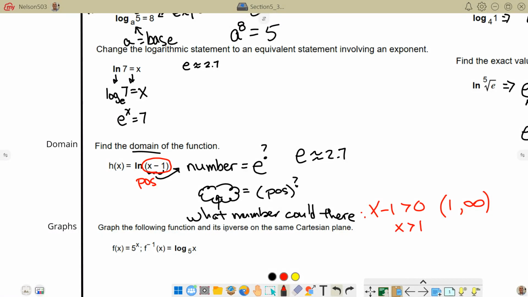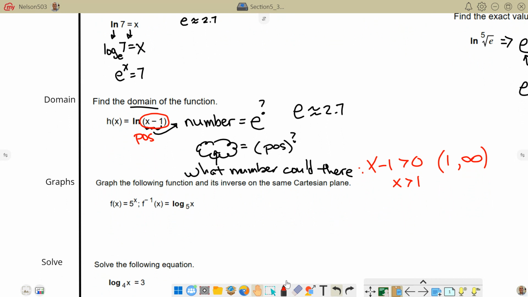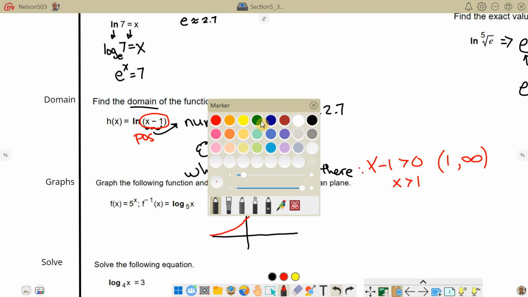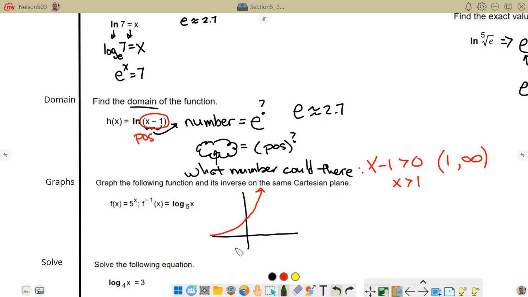Graph the following function and its inverse on the same Cartesian plane. Okay, so how do we do that? Well, an exponential function like 5 to the x looks like this, and its inverse is going to be the curve that's graphed over the line y equals x. So let me put down the line y equals x here in green. Oh geez, that's not very straight. Sorry about that. So y equals x is right here.